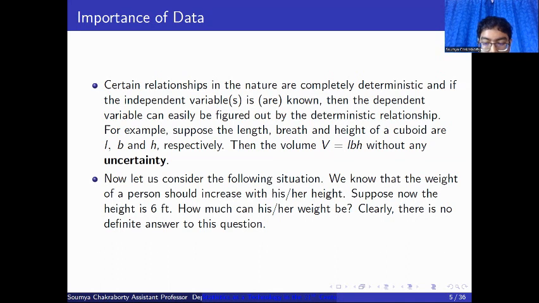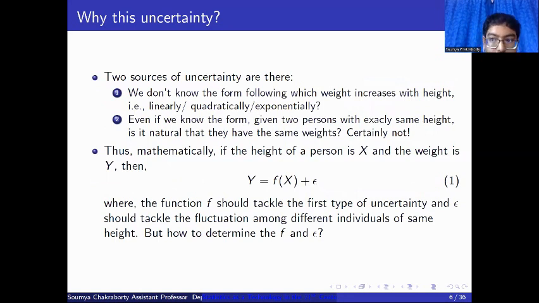Suppose now the height of that individual is 6 feet. Can we then predict his or her weight? Clearly there is no definite answer to this question, because with 6 feet height, if a person is very thin, his weight may be very less, like 60 or 65 kg. But if he or she is healthy, then it may be possible that his or her weight crosses even 100 kg. It may differ, right? So how will it differ? Now it's our question. We will be concerned with this question.